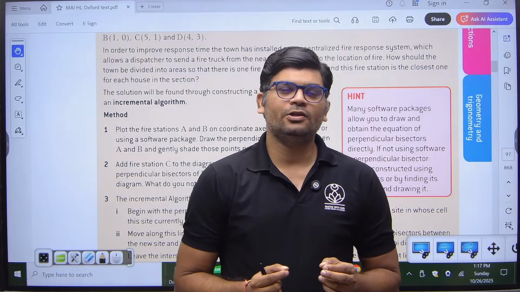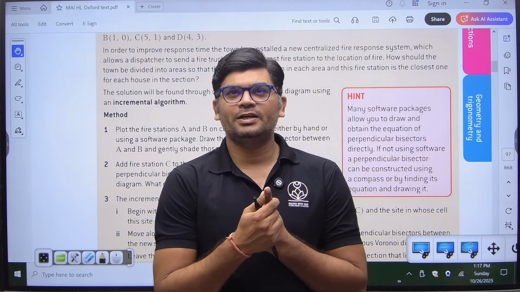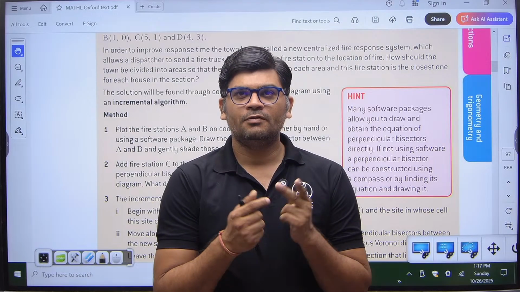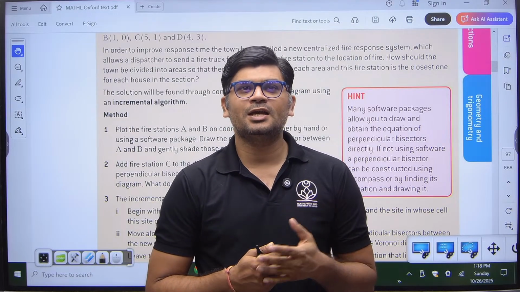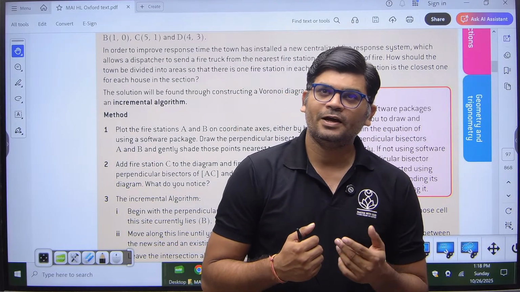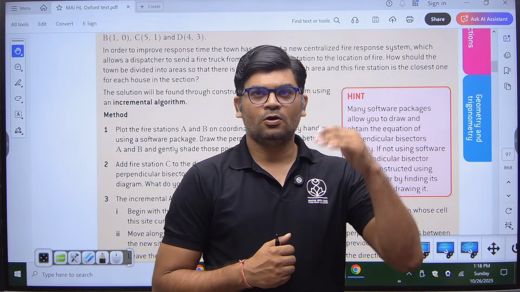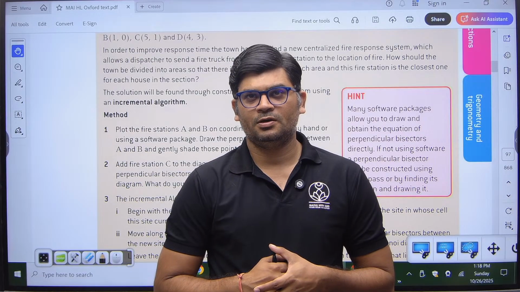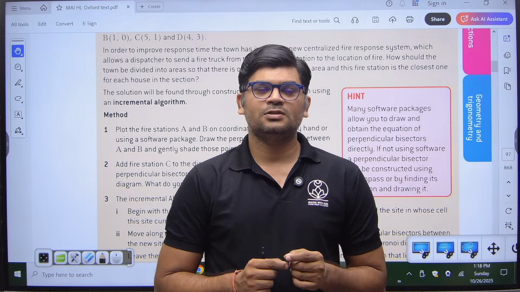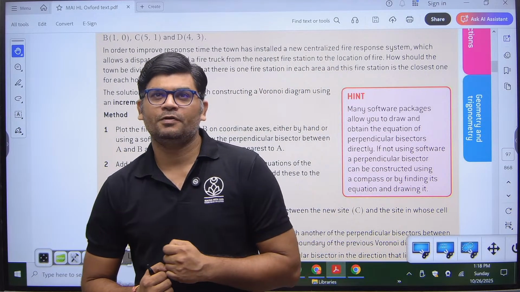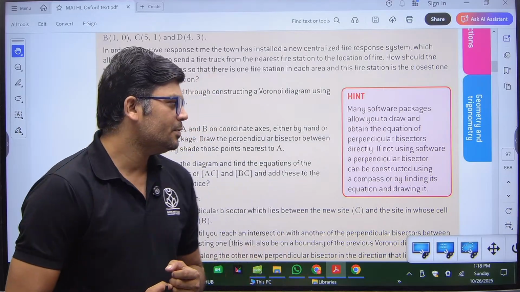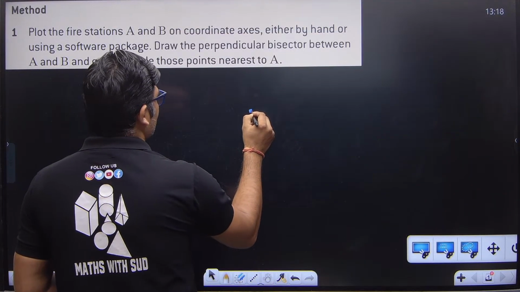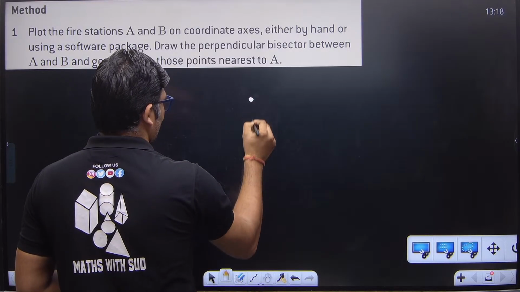So to draw a line you need two things. One is the point from where it is passing and the other is the direction. So direction is perpendicular, but we don't know the point. So how many lines can be perpendicular to AB? Infinite lines. But all those infinite lines will not pass through the midpoint of the line joining AB. So first we have to find the midpoint of AB. And then the second step is, let me show you here. Suppose that this is one point and this is another point.